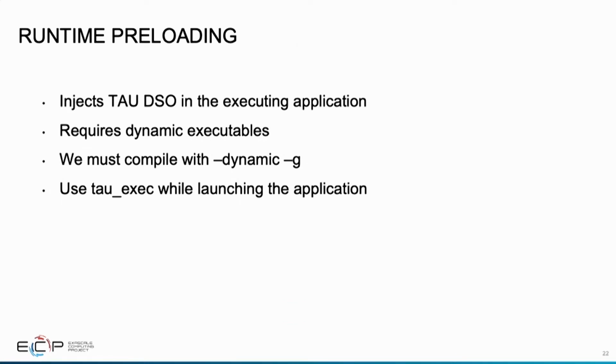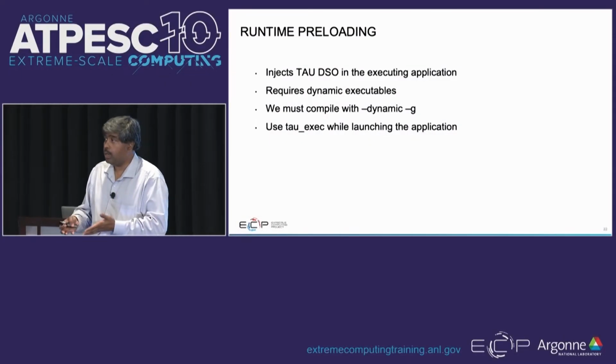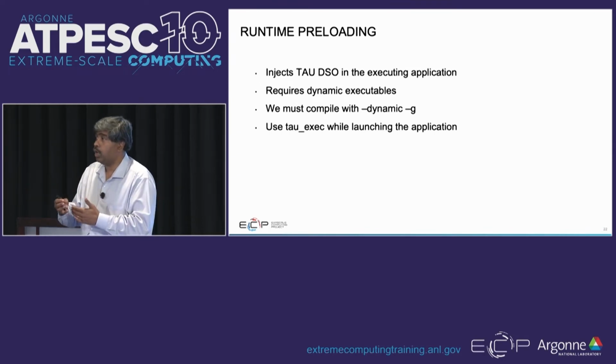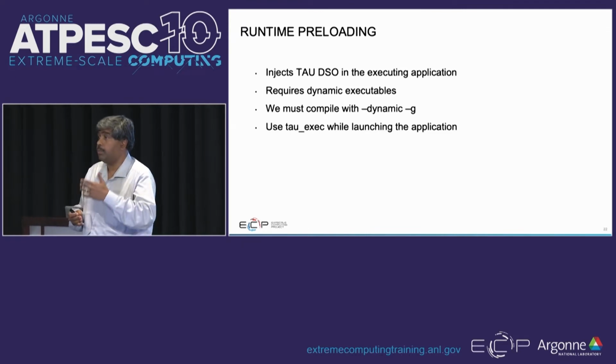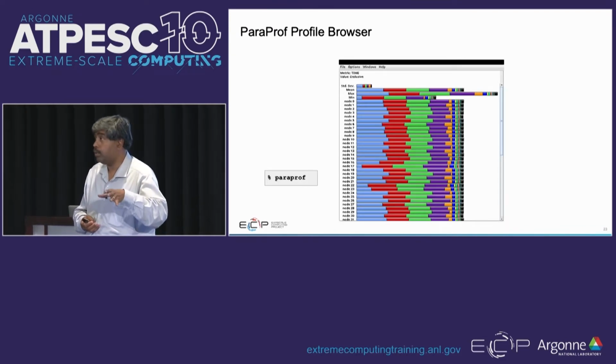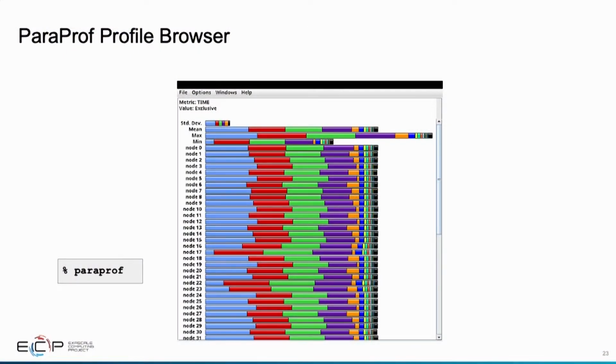So with this runtime preloading, you load the library, and then the application gets loaded, and then those calls of the application, the MPI calls, OpenMP calls, they just get intercepted with the preloaded library. So you must compile your code with -g and also -dynamic during linking, so you have an executable that's dynamic. And then you launch ParaProf.